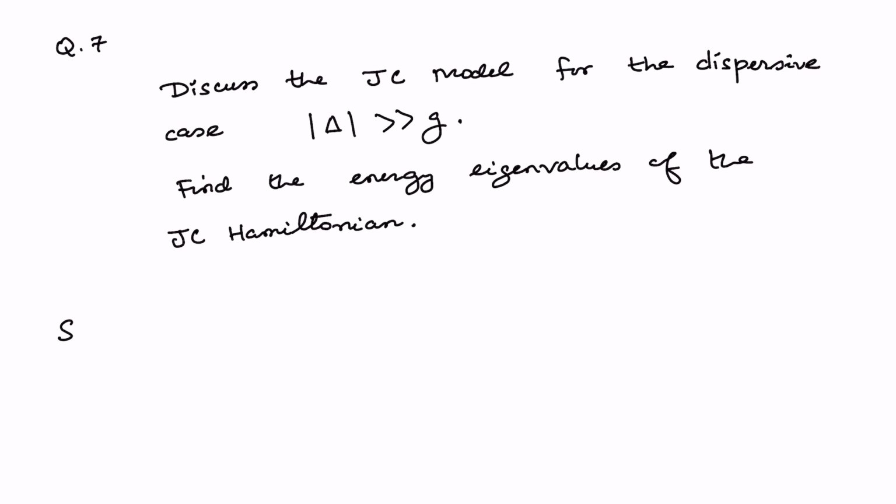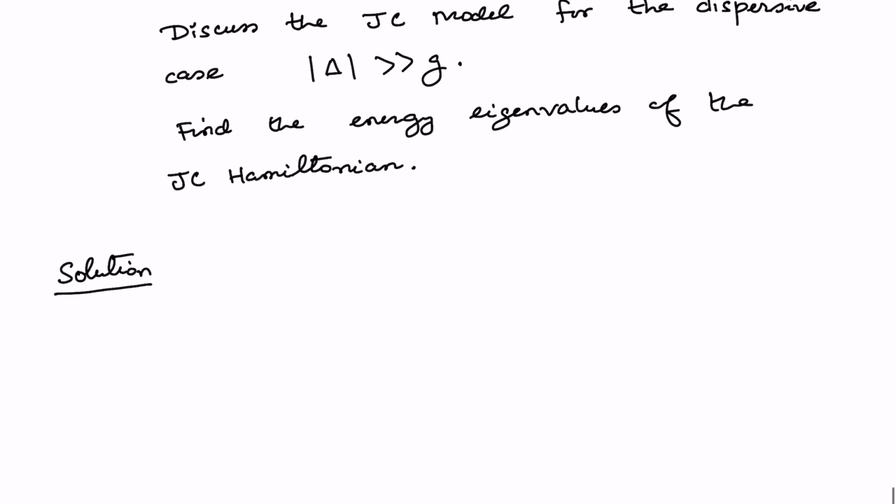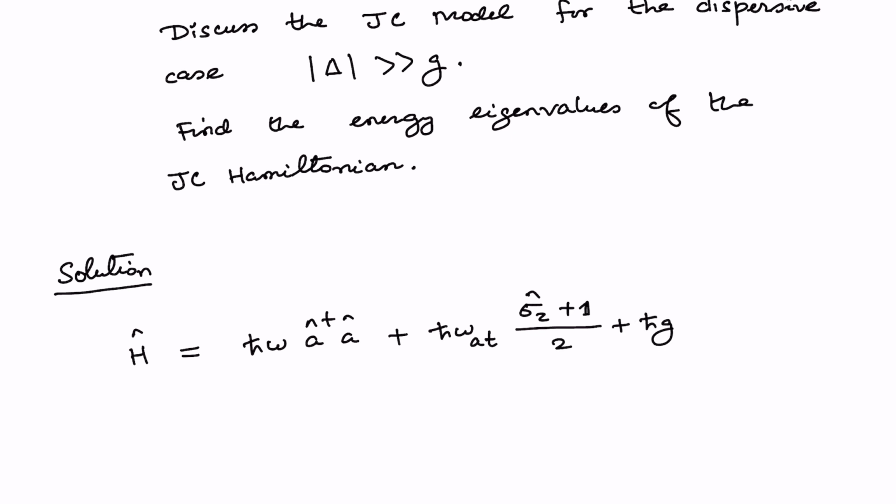And from the last lecture, we know that the Jaynes-Cummings Hamiltonian under the rotating wave approximation is H equal to h bar omega a dagger a, which describes the field. Then we have this atom part, h bar omega atom (sigma z plus 1)/2, and then this field-atom coupling term, h bar g sigma plus a, where sigma plus is the atomic raising operator and sigma minus is the atomic lowering operator. This is what we have.